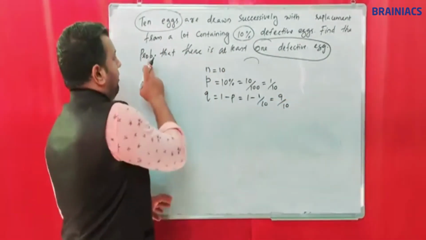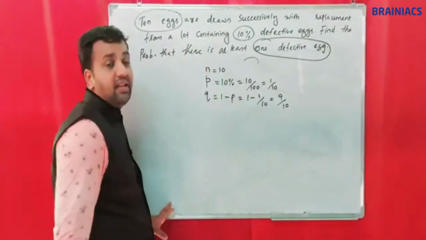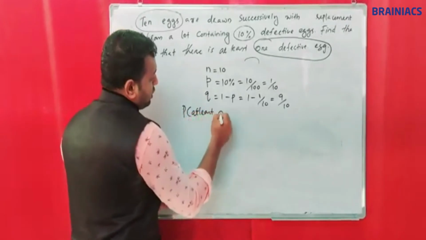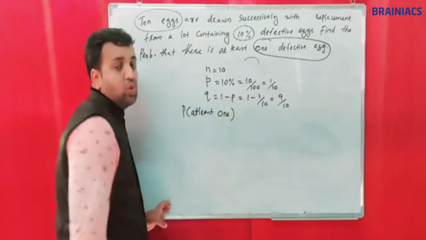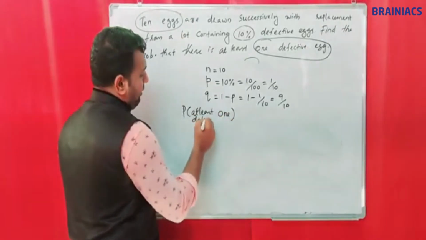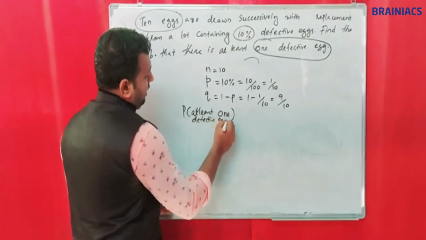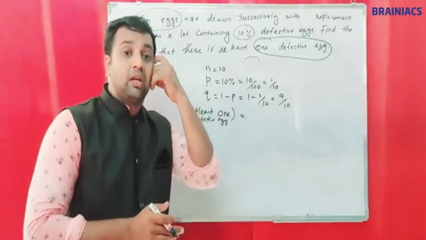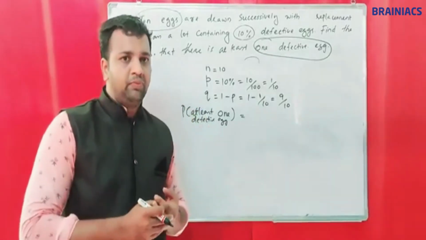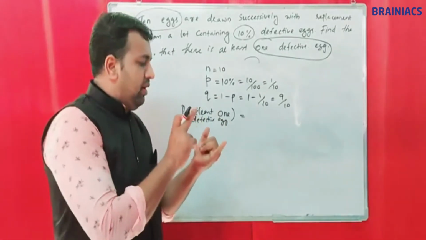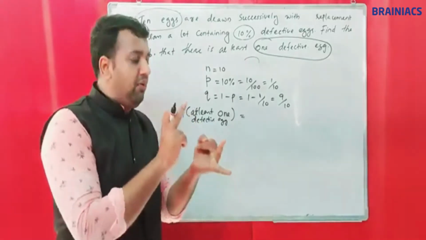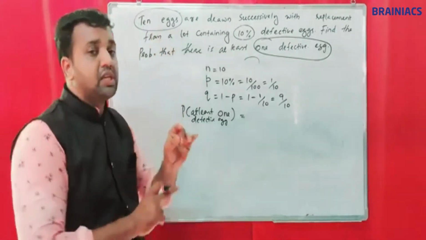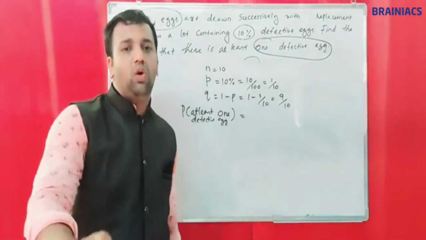So here we can find the probability that there is at least one, P of at least one defective egg. P of at least one defective egg is equal to, that means at least one defective egg means minimum one defective egg. So the cases are P of x is equal to 1, P of x is equal to 2, P of x is equal to 3, P of x is equal to 4, etc. P of x is equal to 10. There are 10 cases in all.